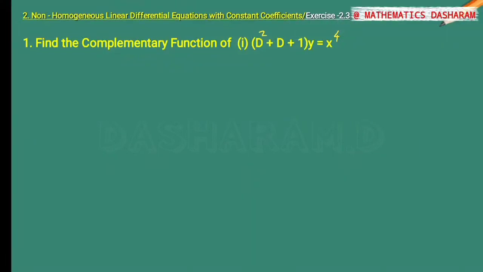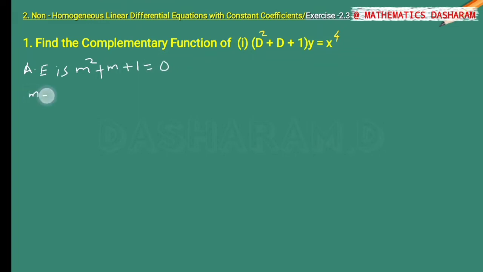Exercise 2.3. First bit, find the complementary function of (D square plus D plus 1) y equals x to the power of 4. To find the complementary function, let's take the auxiliary equation, that is, substitute D equals m. So m square plus m plus 1 equals 0, and do factorization.